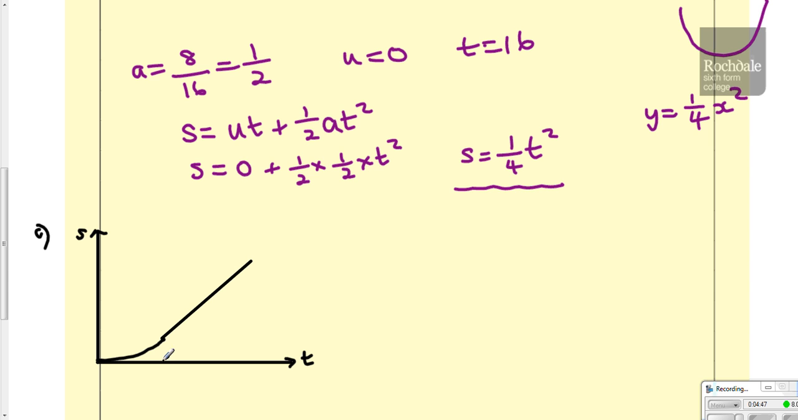Okay, now we know that along here took 16 seconds. So the distance it's gone is a quarter times 16 squared, and that works out to be 64. So on the vertical axis, we can put a label of 64 at the end of that portion of the parabola, the quadratic graph. We're told in the question that the total distance travelled is 320, and we know that in total the motion took 48 seconds. So that completes our distance time graph.